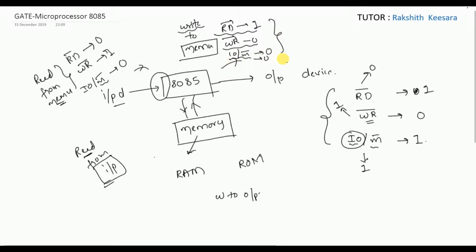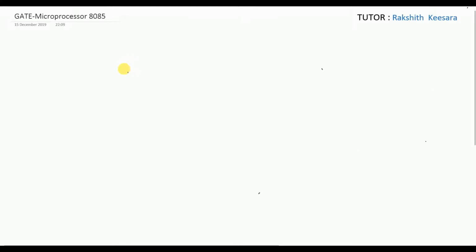By using these signals, and by using the address and the data from the data bus, the microprocessor will perform the operations. So hope guys you got a clear idea on the 8085 microprocessor, right? Now what I will do is show you the complete block diagram and explain. Before going to the block diagram, guys, here I am telling memory read write operation.